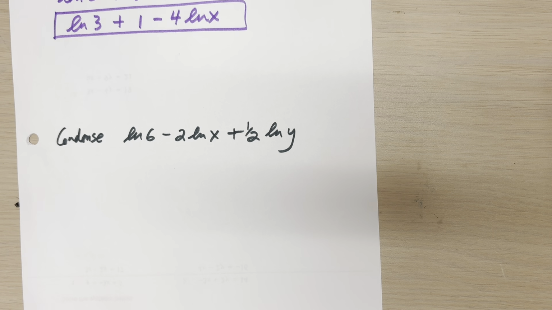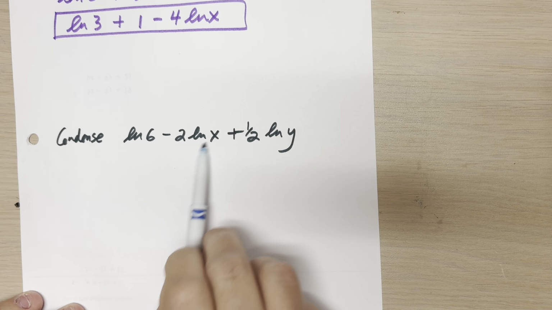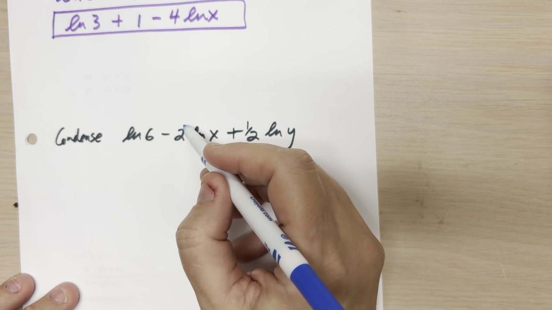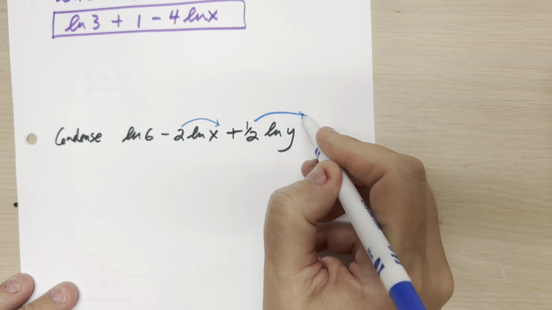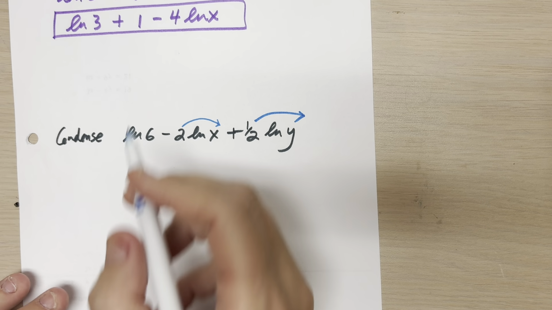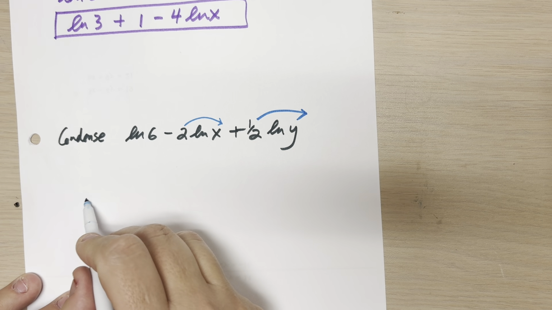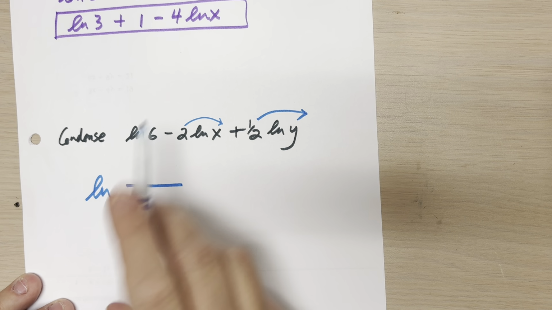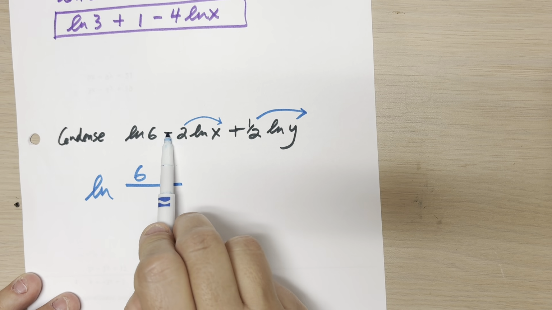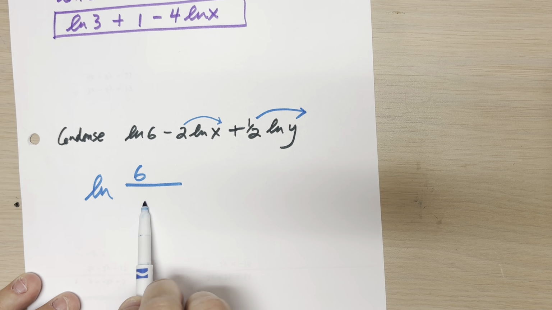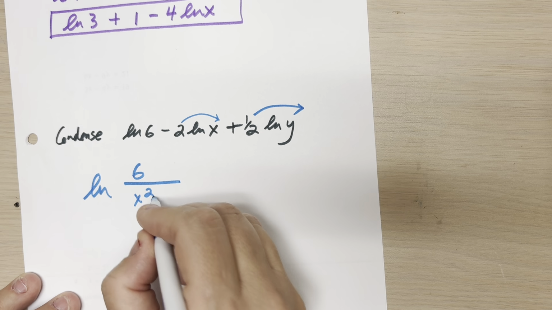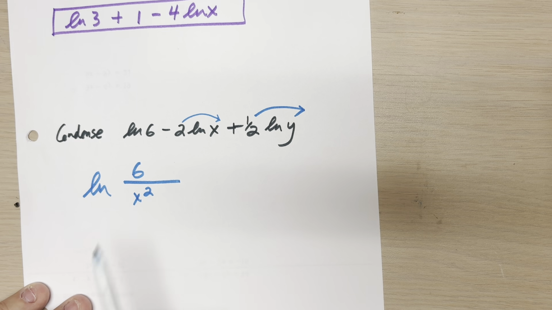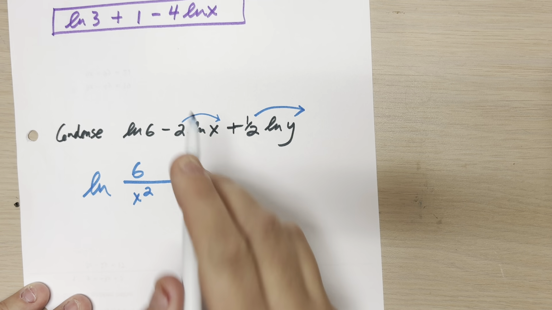All right. Last one. ln 6 minus 2 ln x plus 1/2 ln y. We're going to condense this into one expression. I know that these numbers out front, my coefficients, are going to go up as exponents. So I've got a negative. I know I'm going to have a fraction. Positive ln 6 stays up. Minus 2 ln x, negative, this term is going to move down, x squared. Positive, this term will go to the top as a factor. 1/2 goes up, so y to the 1/2 is on top.